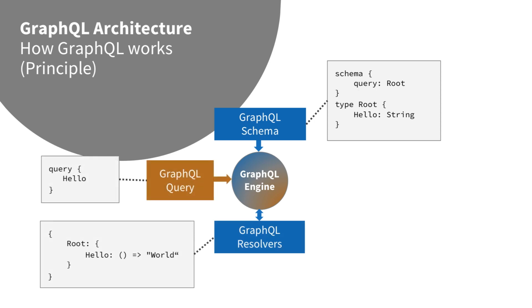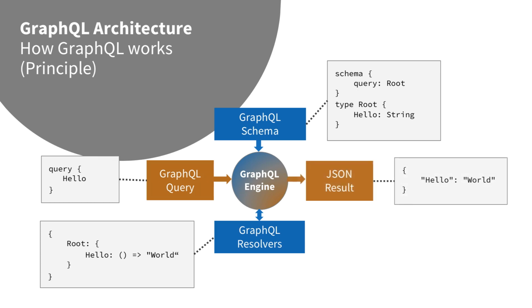And then we have a GraphQL query coming in. Here on the left, we see a GraphQL query for this hello field and a corresponding JSON result, which then returns hello and the value as requested, world.